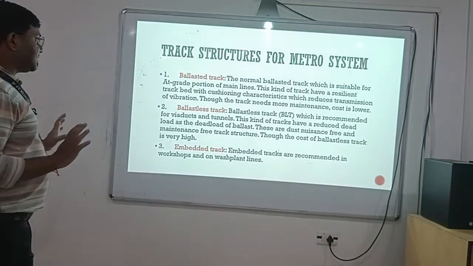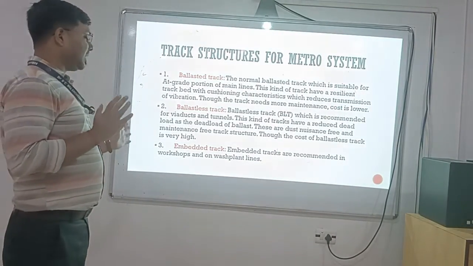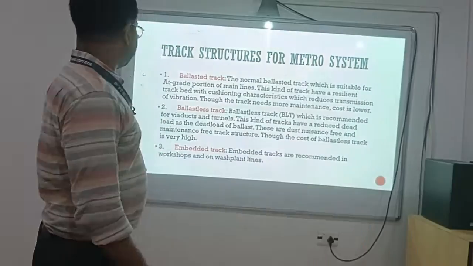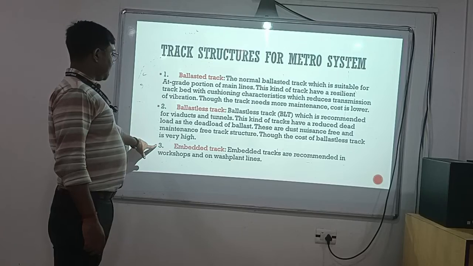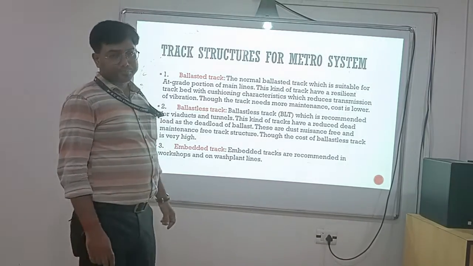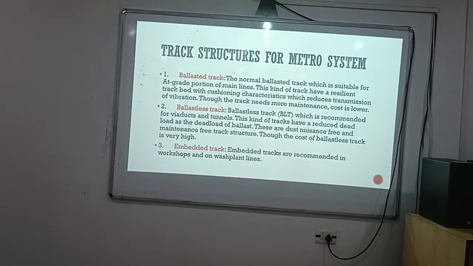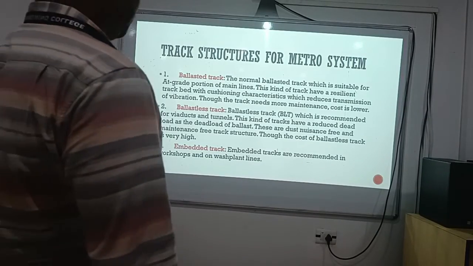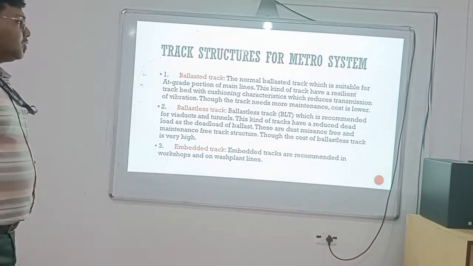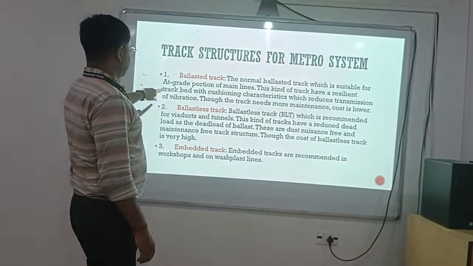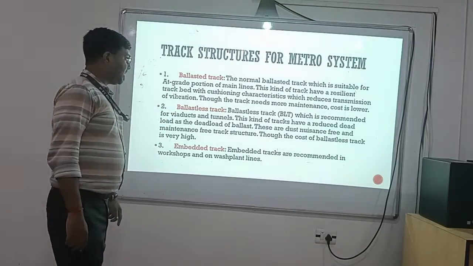Depending on the presence or adoption of ballast in the track, we can have different kinds of track. Three kinds of metro railway track are adopted in different conditions. Those are the ballasted track, the ballastless track, and the third one is the embedded track.